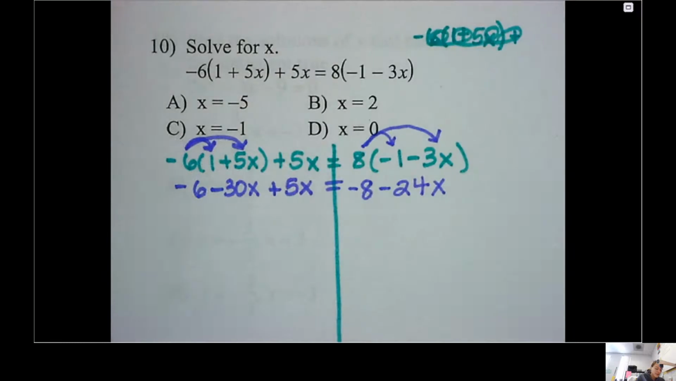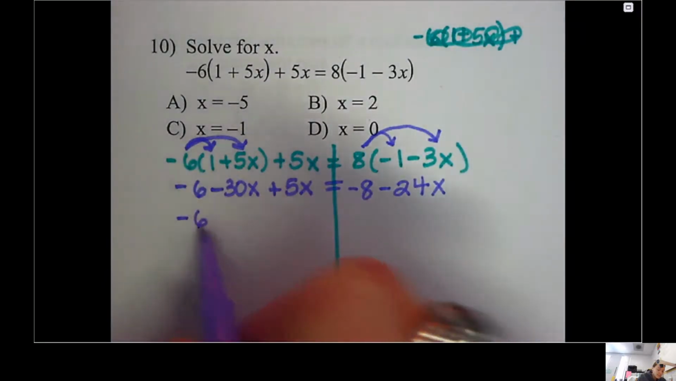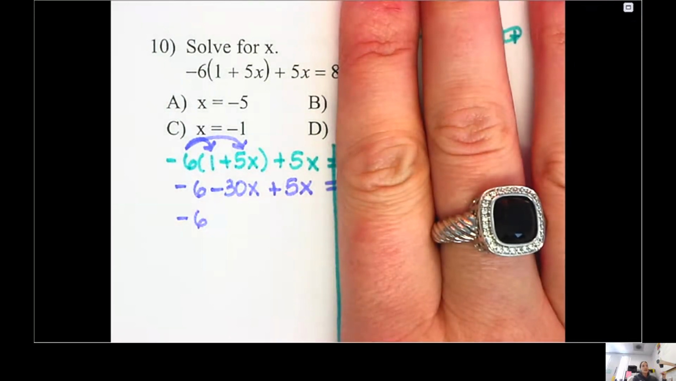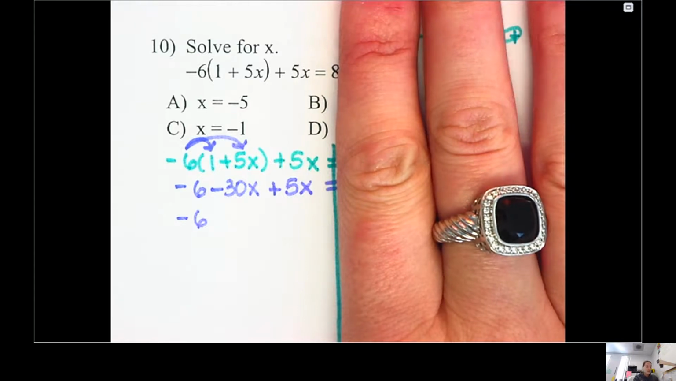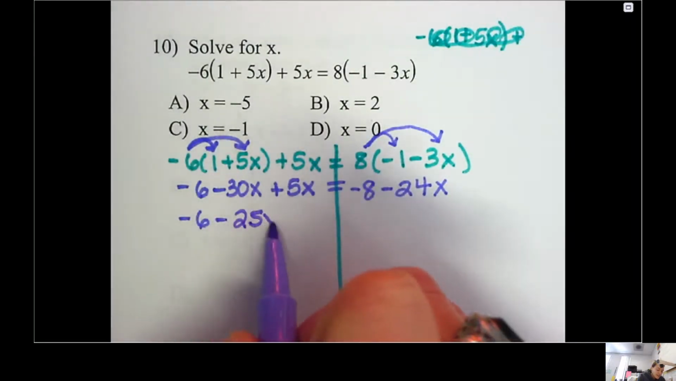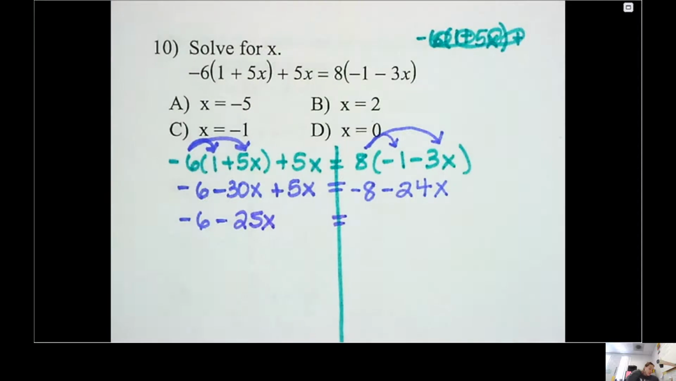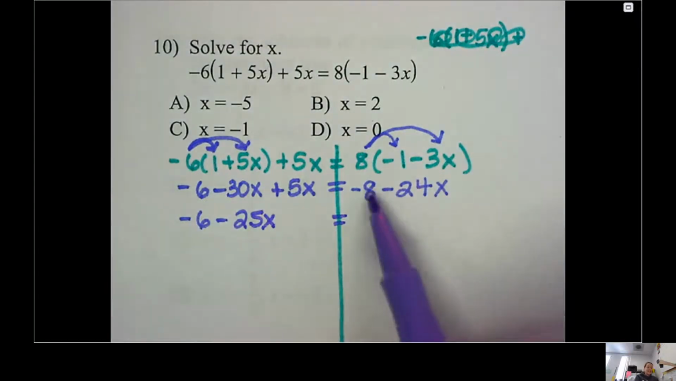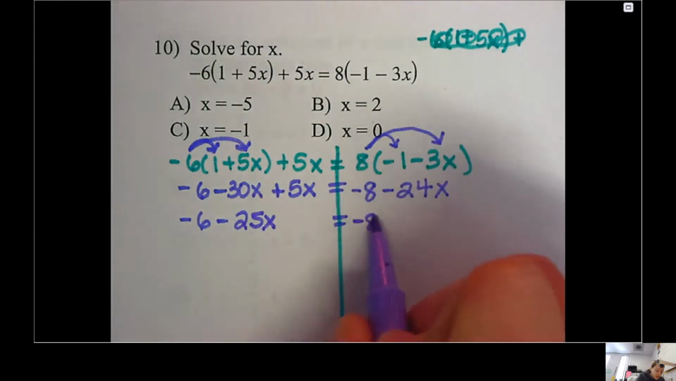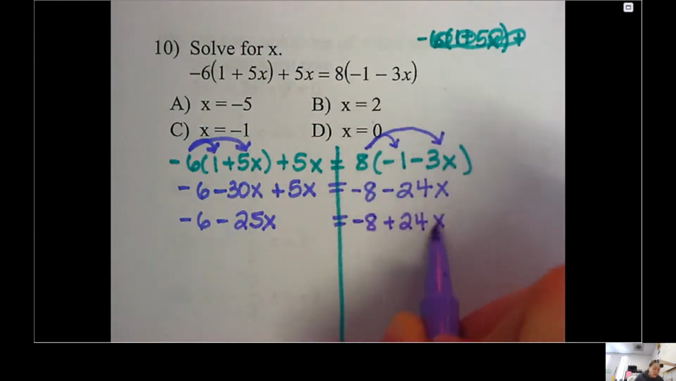The -6 does not have an x, so it's going to have to stay all by itself. So I'm going to rewrite the -6. And then I've got -30x plus 5. So think about being on a number line. If you're at -30 to the left and you go 5 to the right, you would be at -25x. And then if I look on the right, I realize I can't do anything over here. I can't combine any like terms. So I'm just going to rewrite the problem down.